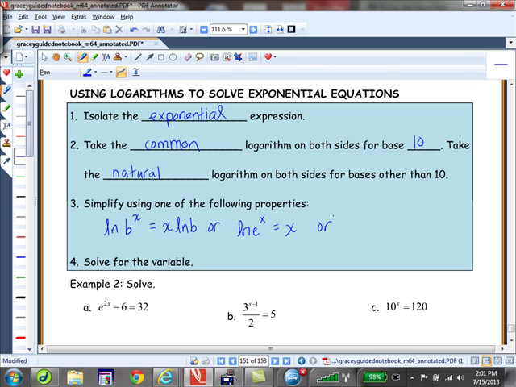Or if you have a base of 10, you would be taking the common log of 10 to the x, and for similar reasons as that middle one, you're evaluating log base 10 at 10 to the x, so you just get whatever's in the power.